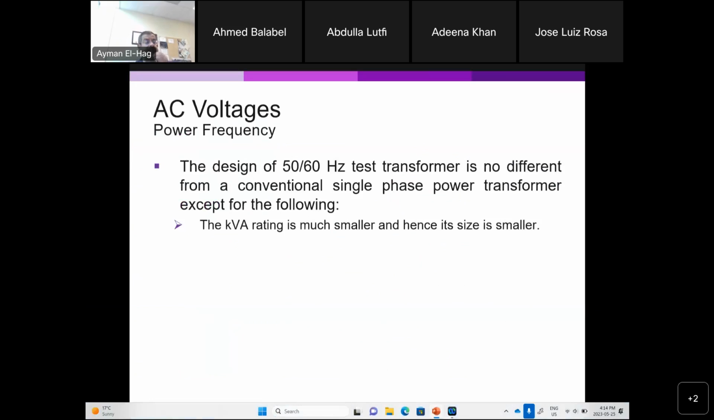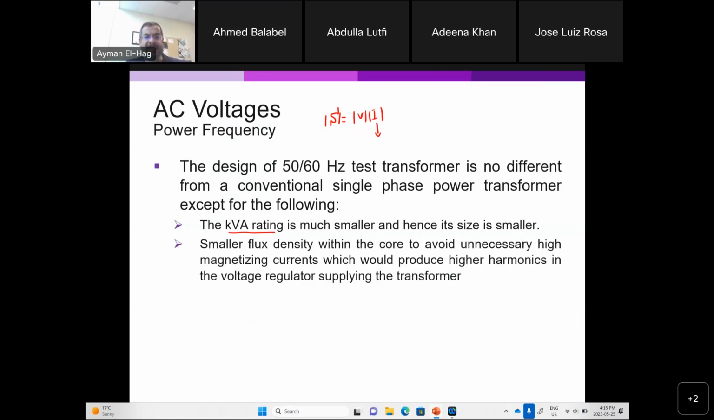The first point is that when we design the transformers for testing, the kVA rating is much less. Why? The kVA, which is S, is equal to, as a magnitude, voltage times the current I. The current that we use in the regular transformer is extremely high. This is the load current. The current that we use in high voltage testing is the current that goes through the insulation. Extremely small current. So the kVA rating of a testing transformer is much less.